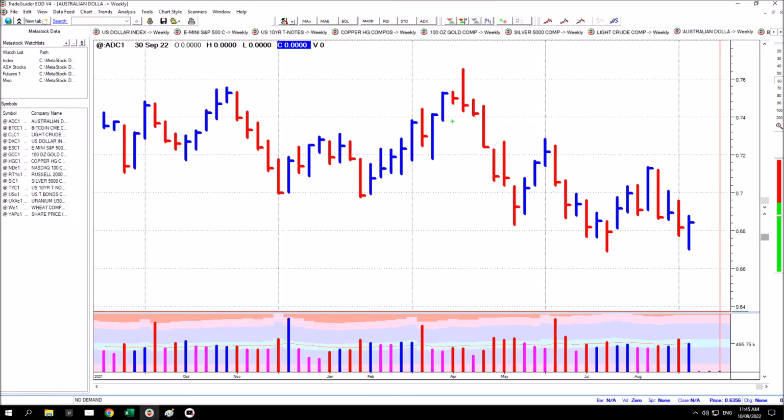The Aussie dollar currency futures don't appear strong enough now to recover back above 70 cents. It appears the market is more likely to attempt to find support around this 68-cent level, and it's doing a reasonable job to hold on there at the moment.